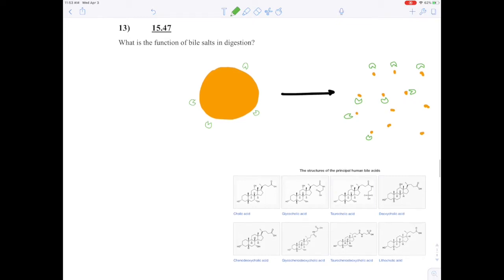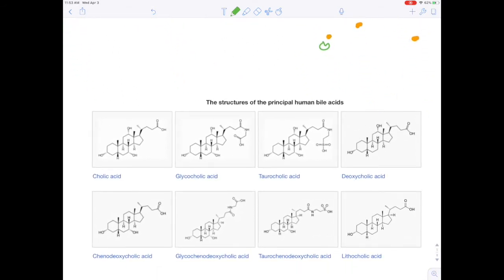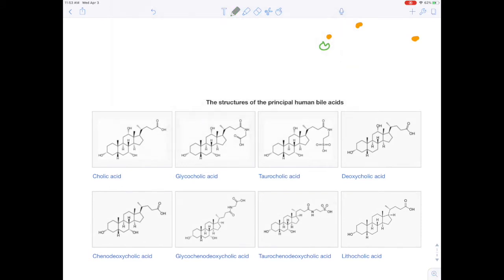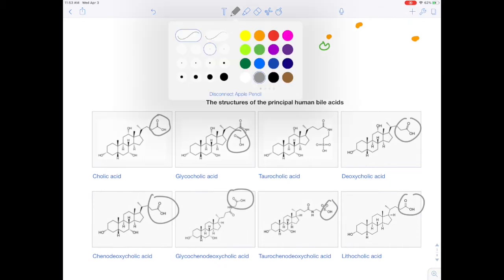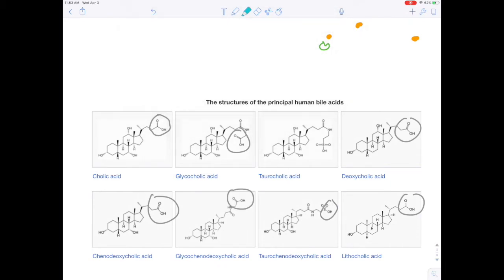Now, at the bottom here, I have a picture of bile salts just taken from Wikipedia. This is just a random list of bile salts. They're called bile acids here in this image because they still have the hydrogens on them. You'll notice these tails have carboxylic acids. And this is a different type of acid, but it's still an acid. So they still have the hydrogens on them, and that's why they're being called acids.